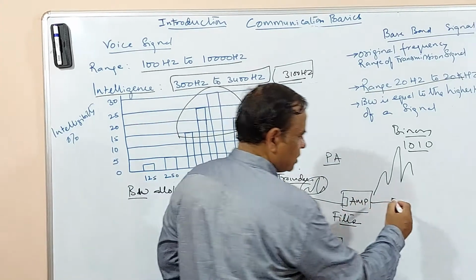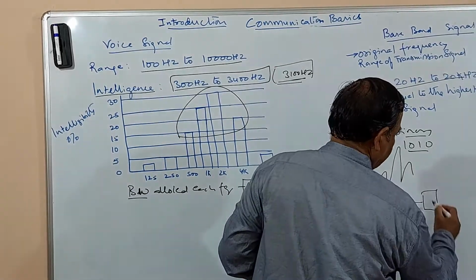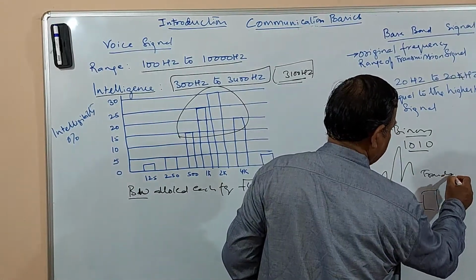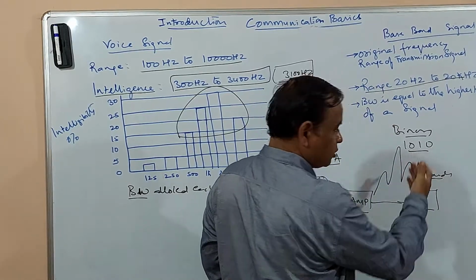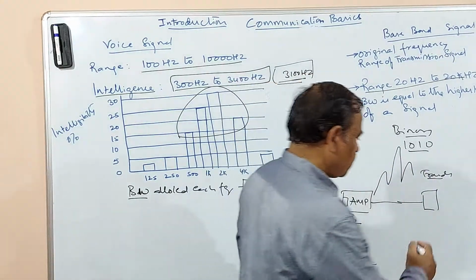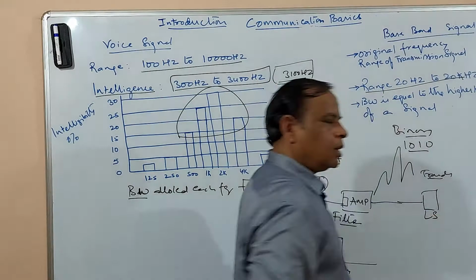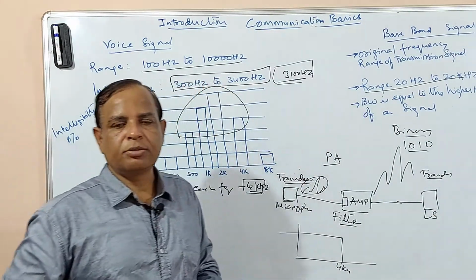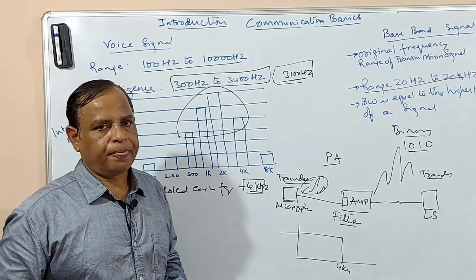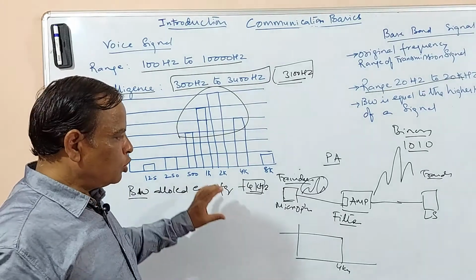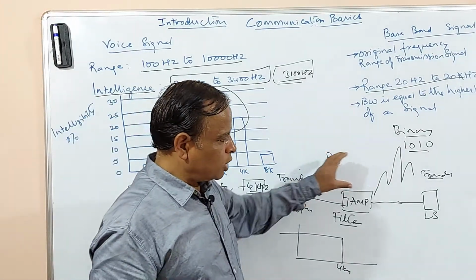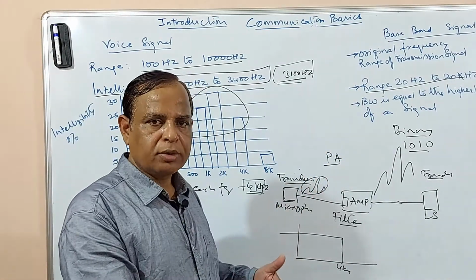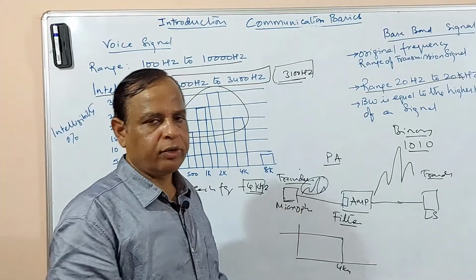Now, what is the next requirement? You require another transducer, isn't it? Why? It has to be converted back to sound. What is that transducer? It is nothing but the loudspeaker. So this is the first time we are talking about equipment coming into the communication process and what the need of it is.